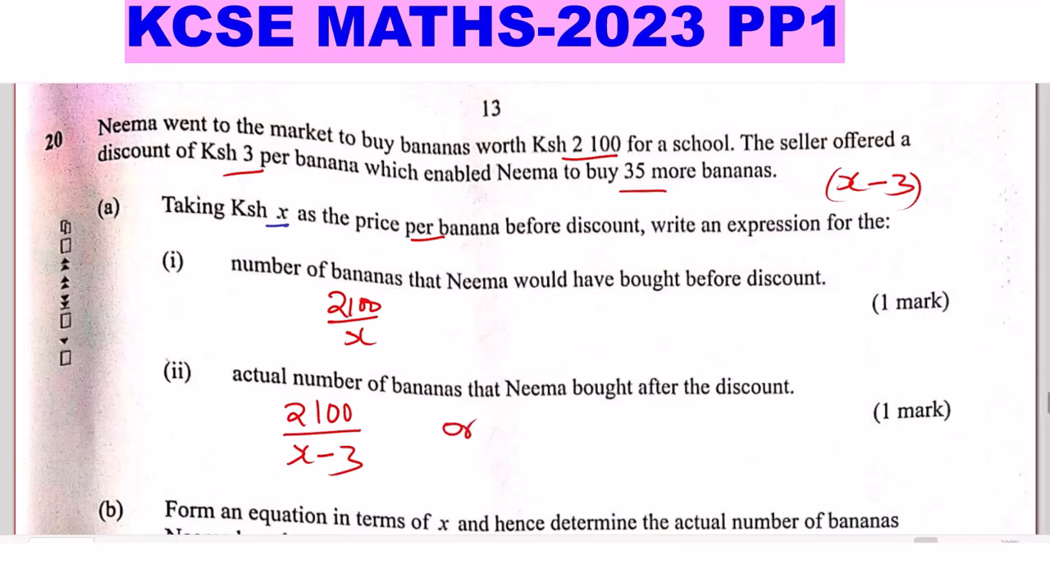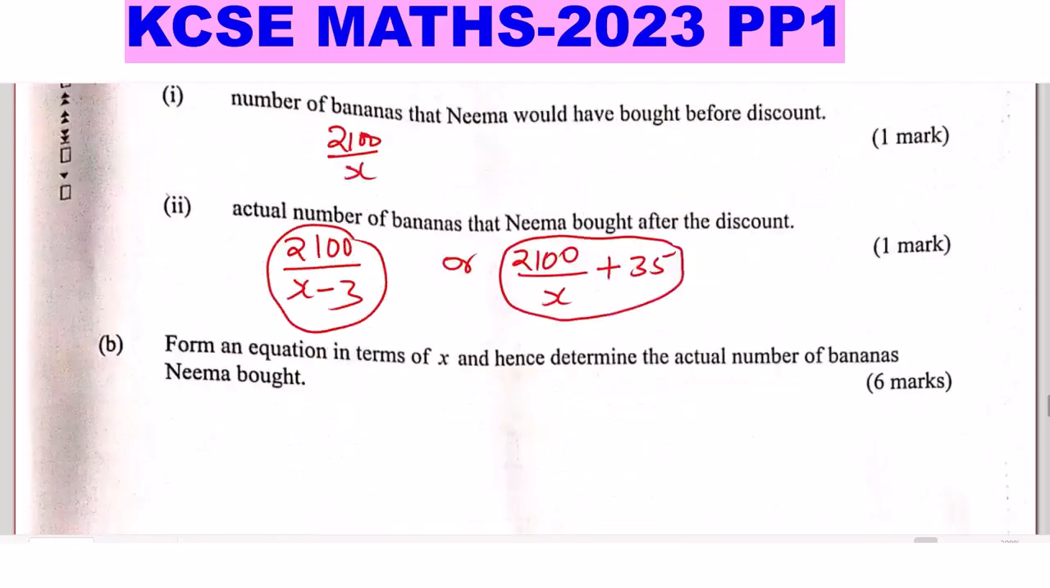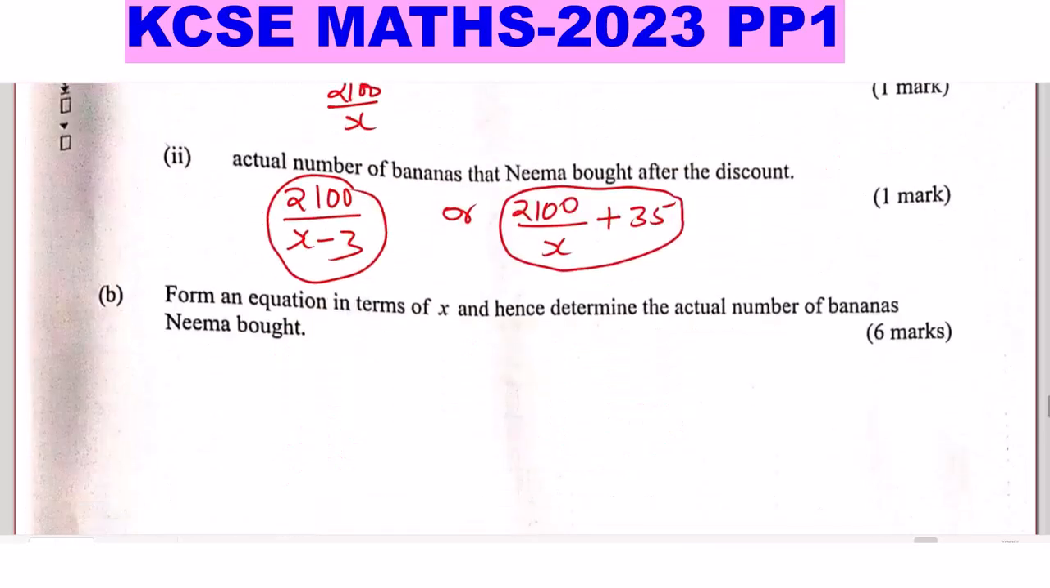After the discount, she was able to buy 35 more bananas. So you can simply work out with the figure before the discount. That is, those are the number of bananas that she was able to buy before the discount. But after the discount, she was able to buy 35 more. So also this expression can work after the discount. So you can either write it as 2,100 divided by X minus 3, or the second one, 2,100 divided by X plus 35.